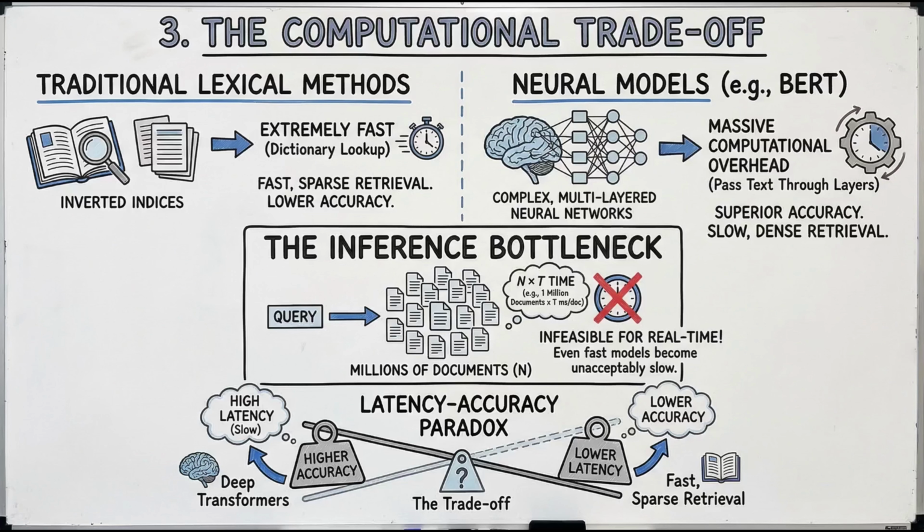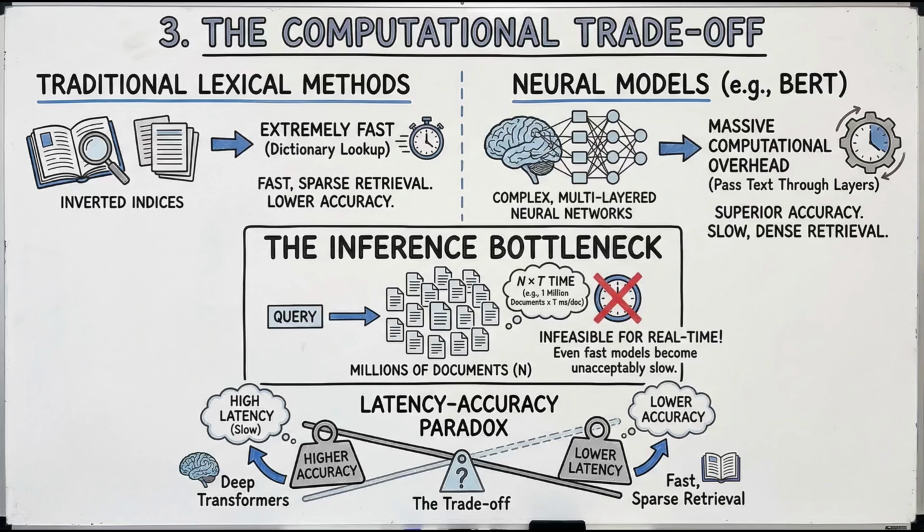This leads us to the inference bottleneck. When you're dealing with millions of documents, running a heavy model, like BERT, over every single one for every search query just isn't feasible. If one search takes a certain amount of time, doing that for 1 million documents makes the total time climb far too high. For real-time applications, this approach is simply too slow.